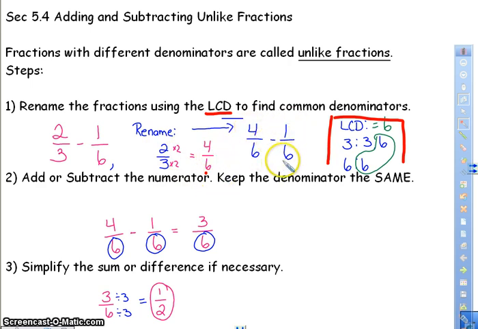So after you rename the fraction with a common denominator, you're going to add or subtract the numerator. The denominator, once again, is going to stay the same. So 4 minus 1 is 3. 6 minus 6 we don't do because that doesn't make sense. It would leave us with 0. So we have 4/6 minus 1/6. That leaves us with 3/6. And then we're going to simplify your sum or your difference. So 3/6, I can divide a 3 into both the numerator and the denominator, and we get 1/2.